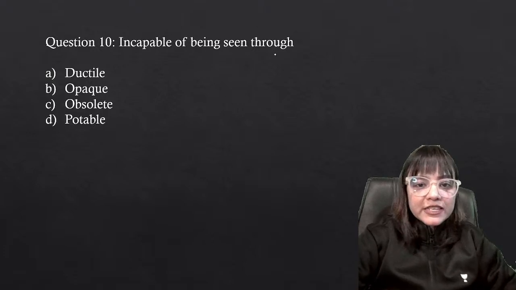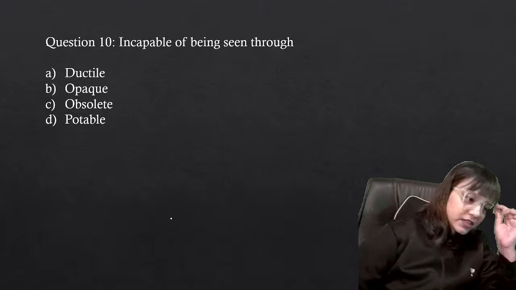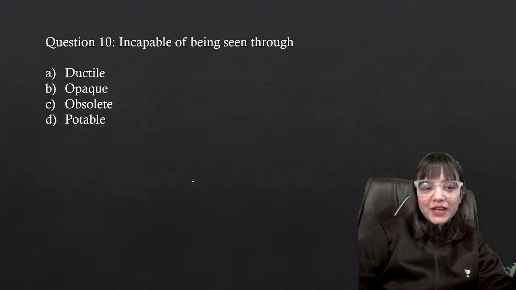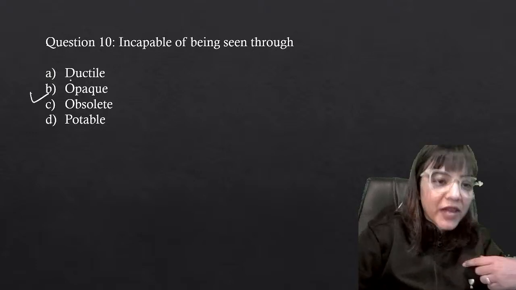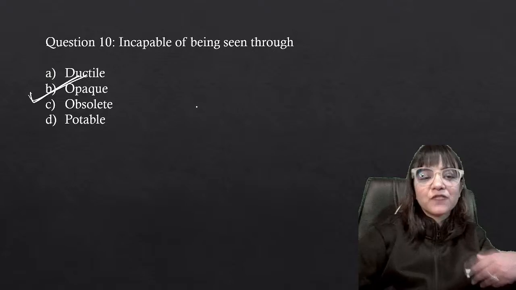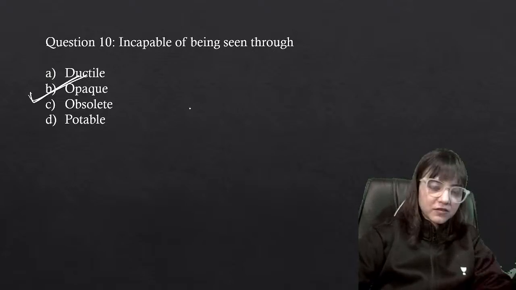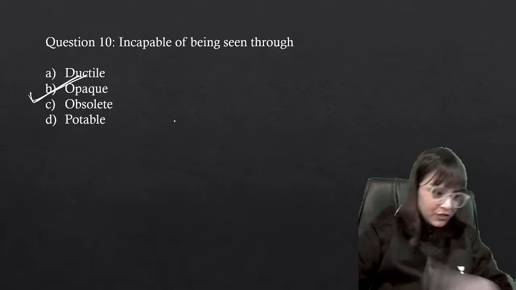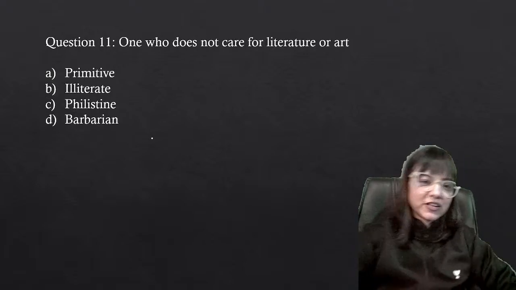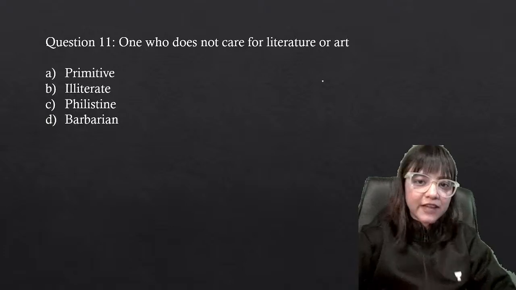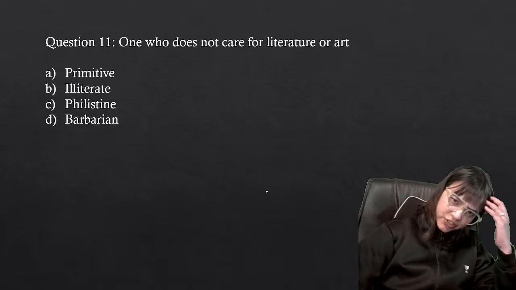Incapable of being seen through, मतलब उससे आर पार आप नहीं देख सकते हो. What is that thing called? ये तो हमने बचपन में पढ़ा था, फिजिक्स में, साइंस में, right? बचपन में ही पढ़ लिया था. Opaque. Okay, opaque is something through which light does not pass through, right? So that hence it becomes opaque. Okay, so bravo will be the correct answer. Absolutely correct. Moving on to the next question, 11th question. One who does not care for literature or art. इसको कोई परवाह नहीं है लिटरेचर और आर्ट की.